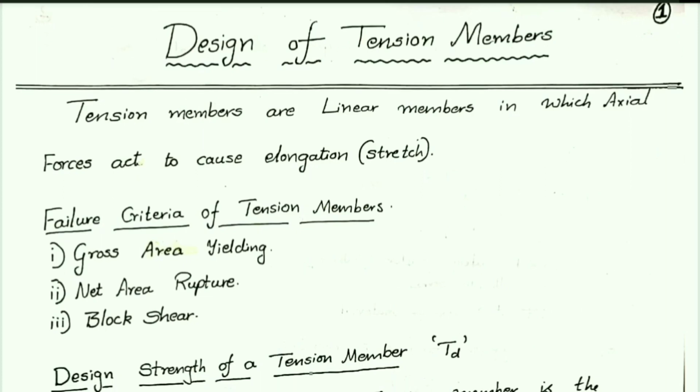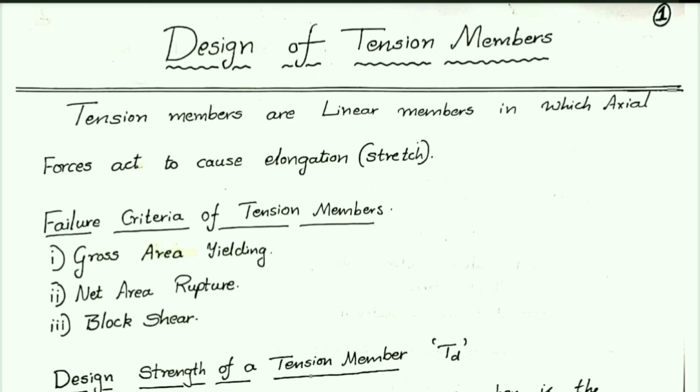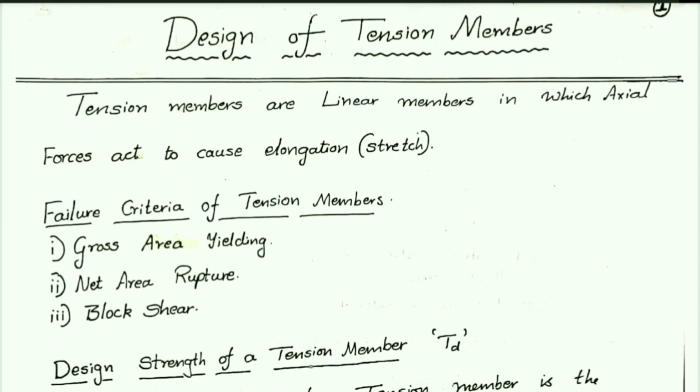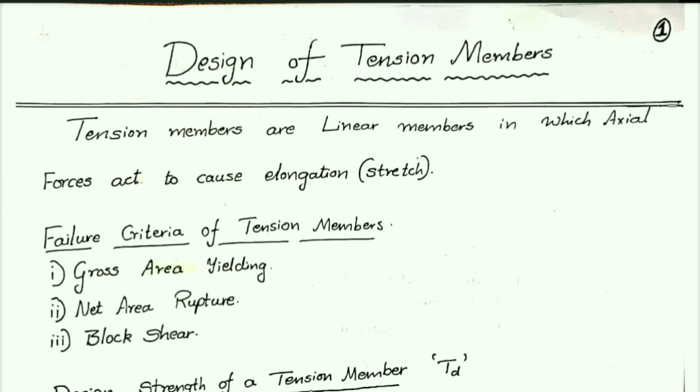These tension members are normally used in roof trusses, bridges, transmission lines, and communication towers. Regarding the theory part, the link will be uploaded in the description. You can go through the link and clearly understand the theory. In this video we'll only see the design of the tension member. We will go through design examples here.